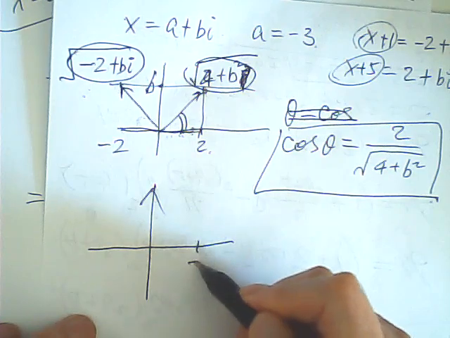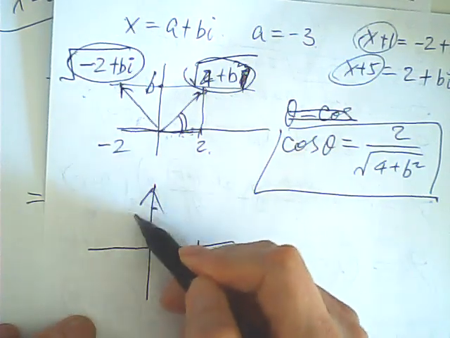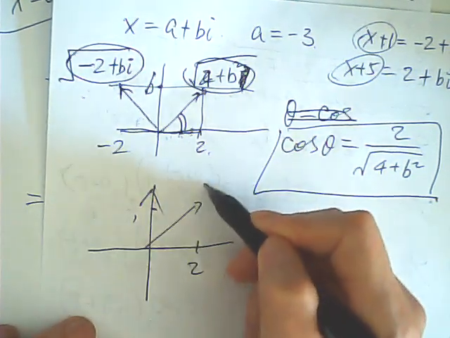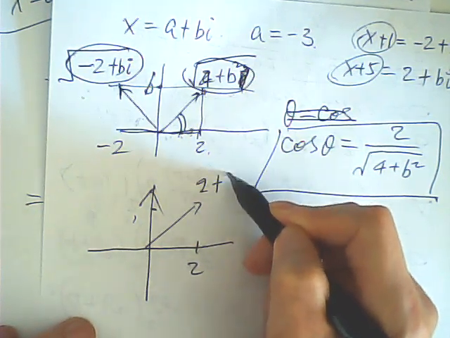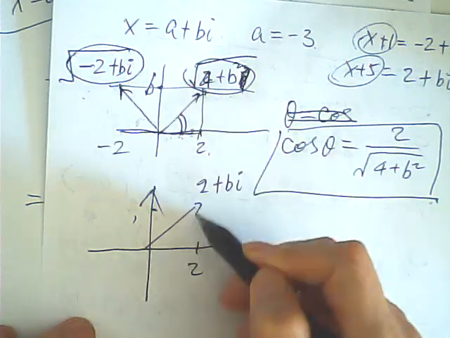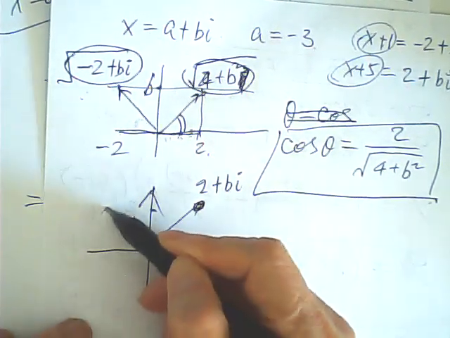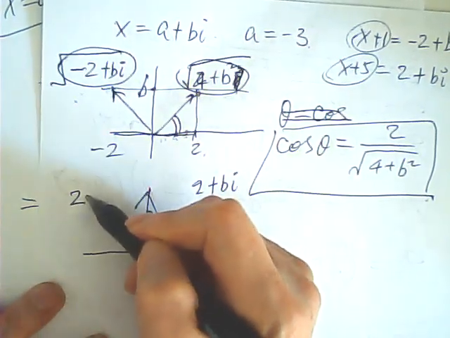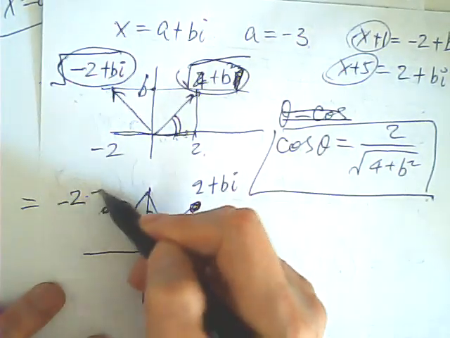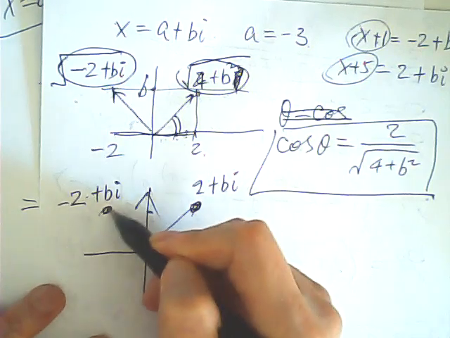Again, this is 2. This is b. This is 2 plus bi. This is a complex number. This is another complex number, which is minus 2 plus bi. This is a complex number.